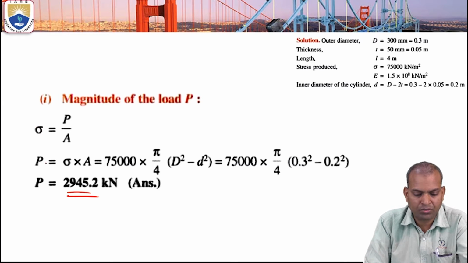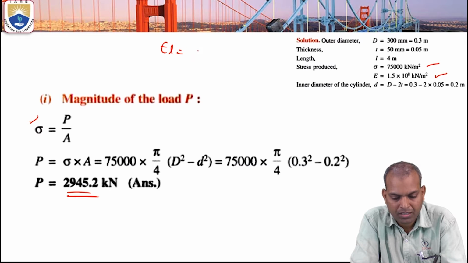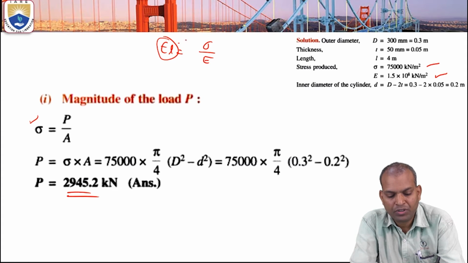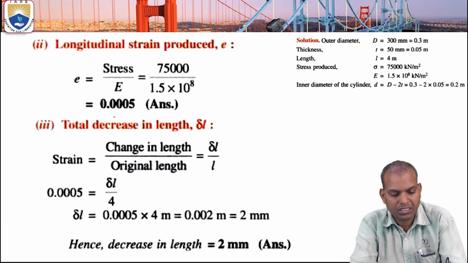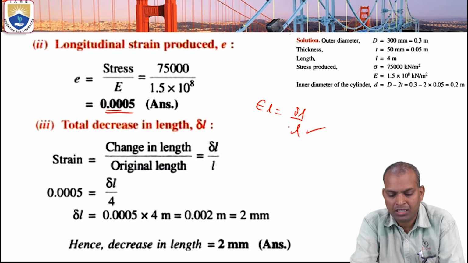The second objective: we know the stress and we know E. Stress unknown, then what is epsilon L? Epsilon L is sigma by E, from which the change in length, the longitudinal strain, comes. The longitudinal strain is calculated as 0.0005. Epsilon L is delta L by L, where L is 4 meters and epsilon is 0.0005, so delta L is epsilon L times L.